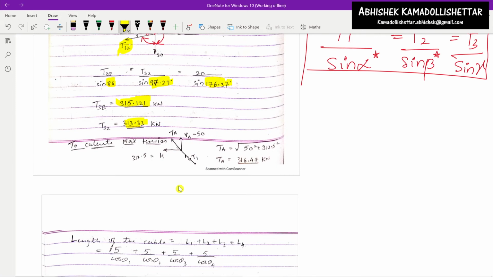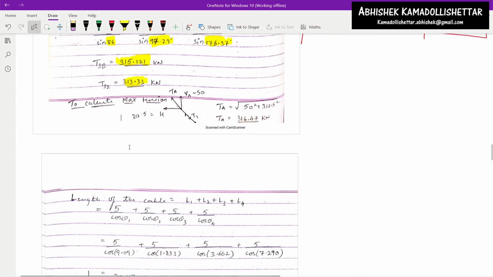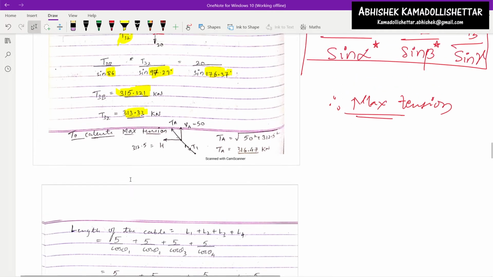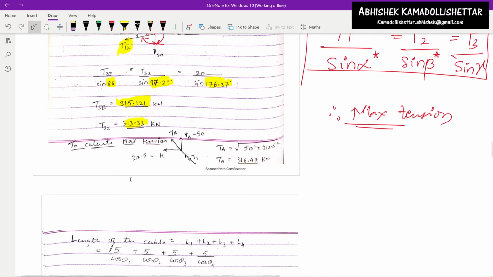Now we will calculate. So now we have to calculate the maximum tension. Therefore, where the maximum tension will be, you will get to know by seeing the values. By seeing the values you will understand. So we have got the tension at A and here.